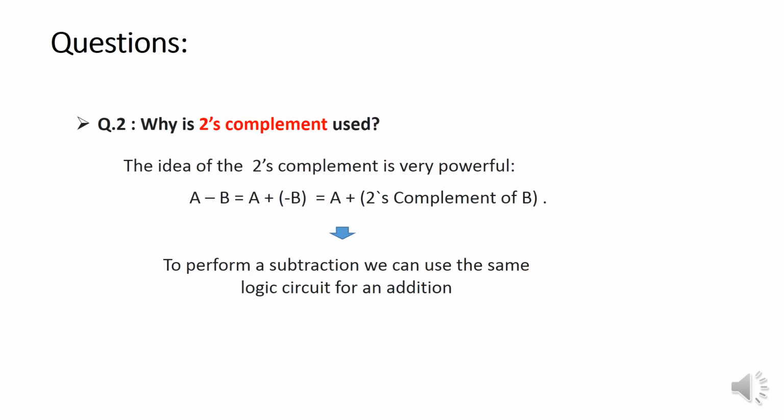The second question is, why is 2's complement used? The idea of the 2's complement is very powerful, because now we can represent a positive number as it is, and a negative number by its corresponding 2's complement, and we can operate with them together. For example, a minus b is equal to a plus minus b. Now, substituting minus b by the 2's complement, we have a plus 2's complement of b. In this way, to perform a subtraction, we can use the same logic circuit for an addition.